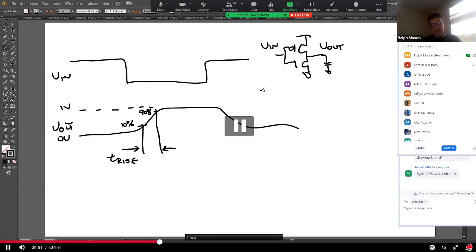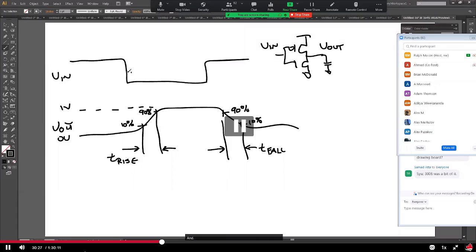Similarly, we have from the 90% down to the 10%, which we are going to call T fall. That's the fall time. You guys learned about this before? Let me just make a little slope on these.